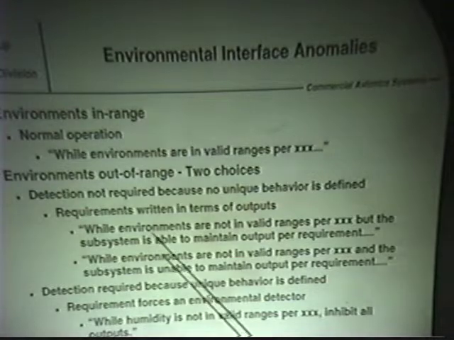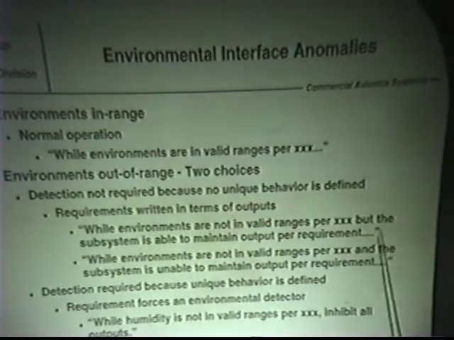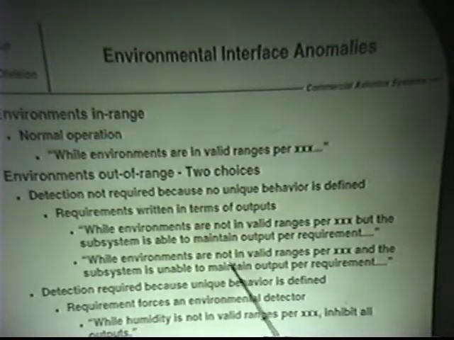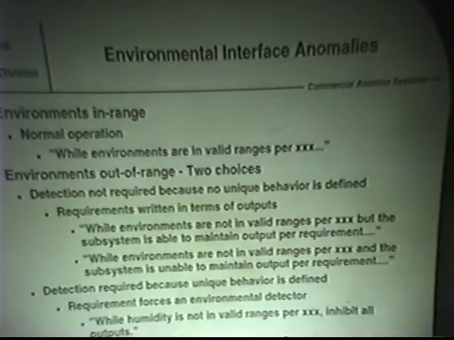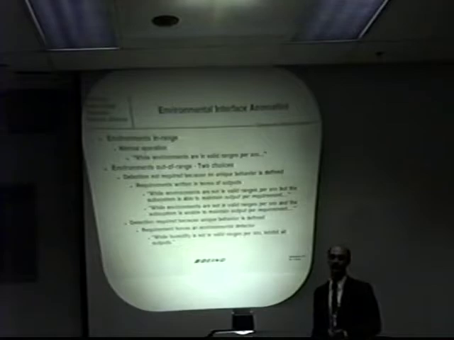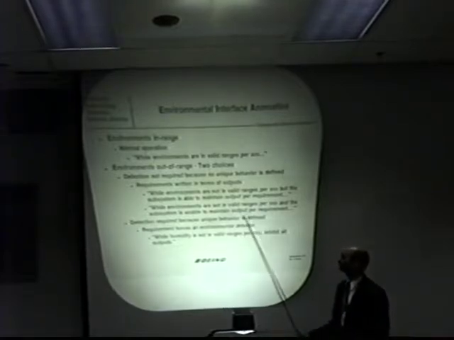But if the environments go out of range, are not in valid ranges, and the subsystem is unable to maintain the outputs for the requirement, then what do you want it to do? What do you want it to do? We don't want it to operate incorrectly. We could ask it to operate in a degraded manner, provide half the power you normally do, provide half the regulation. We talked a little about this in the example for the power distribution unit last week. Or we may just say shut down.